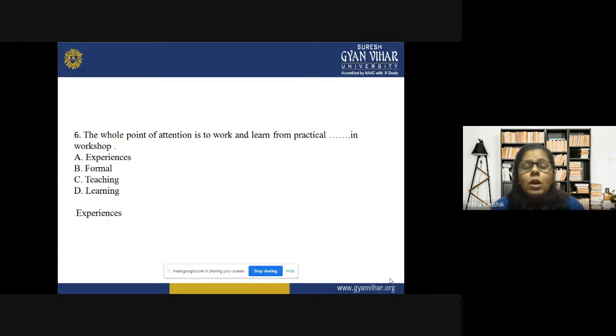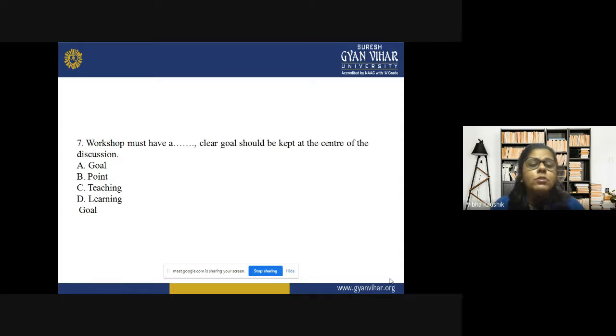So, the whole point of attention when you are organizing a workshop is to work, that the participants will work there and learn, and they will learn from the practical experiences. Now, the seventh one: workshop must have a dash clear goal should be kept at the center of the discussion.